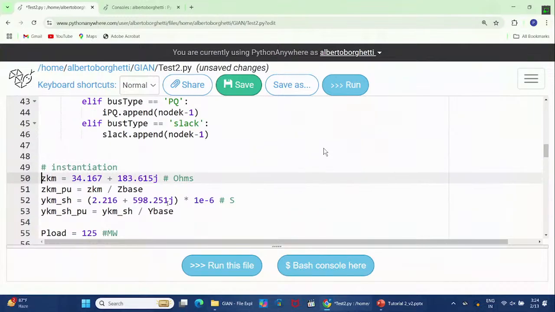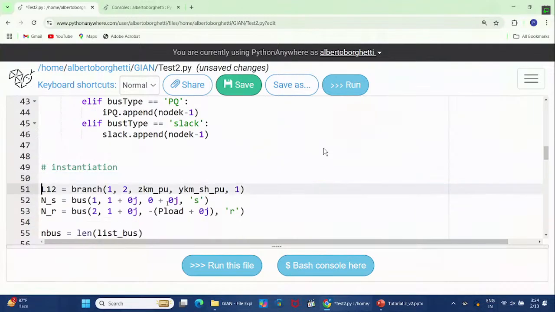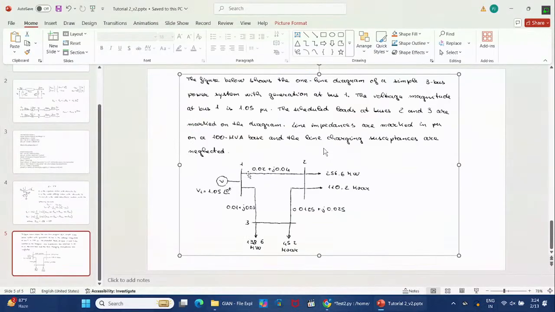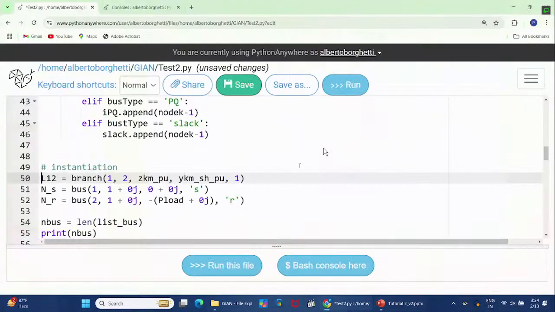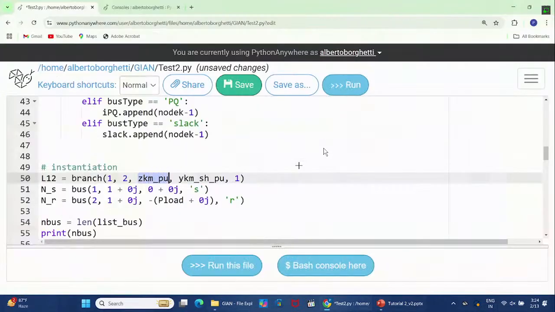I will delete this. And we need just to put in all the branches. So here from 1 and 2, and this is the impedance. So branch between 1 and 2, and then the impedance is 0.02 plus, and then 0.04. I'm missing something. I'm missing j, because 0.04 is the reactance, the imaginary part of the impedance.